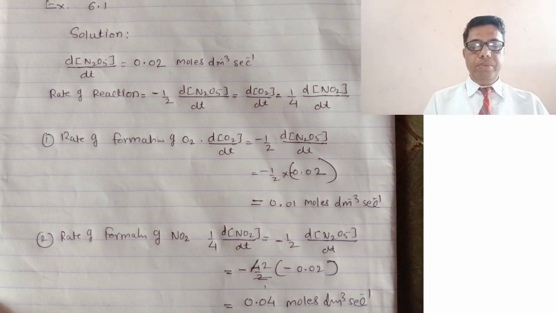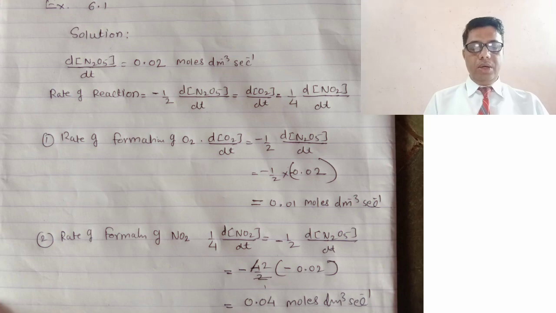So how is the rate of formation of O2 calculated? dO2 by dt is equal to minus 1 half dN2O5 by dt, that is minus 1 half, and the disappearance of N2O5 is 0.02. There is a minus, so we have to write the negative sign. So minus minus is positive, and the result is 0.01 moles per cubic decimeter per second, that is the rate of formation of O2.